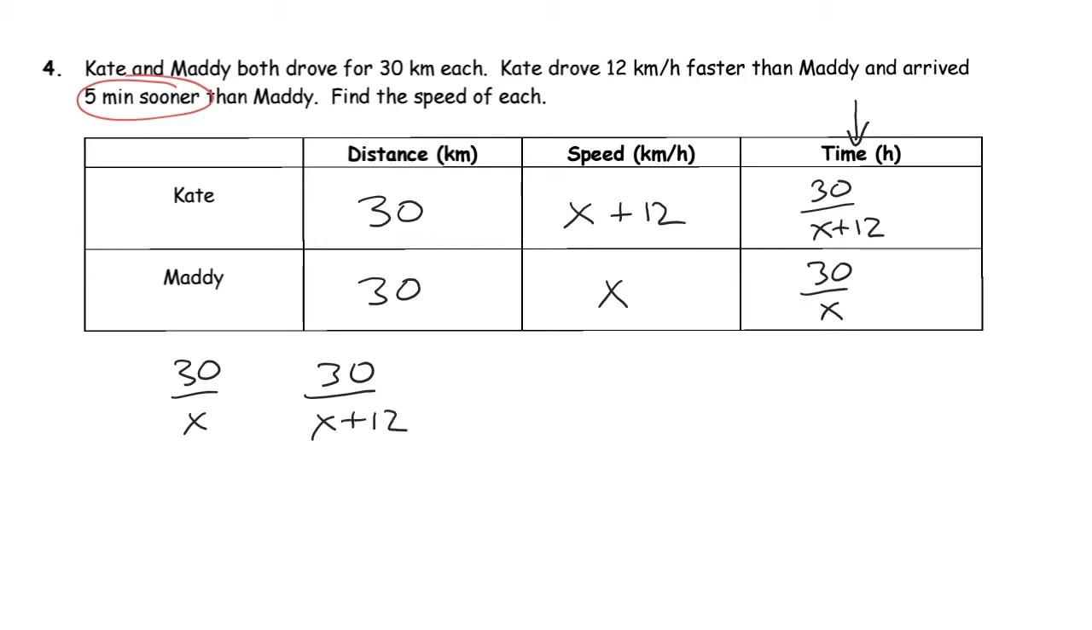We want to come up with the relationship between them. Now, they're not the same. They are going to be different. In fact, there's a difference of 5 minutes between them, so that implies a subtraction here. There are a couple of ways that we could set this up. Bear in mind, Maddie is going slower, so this is going to be the larger of the two, and this is going to be the smaller.